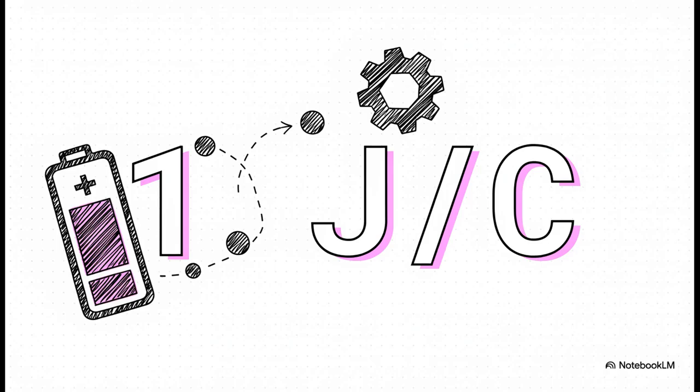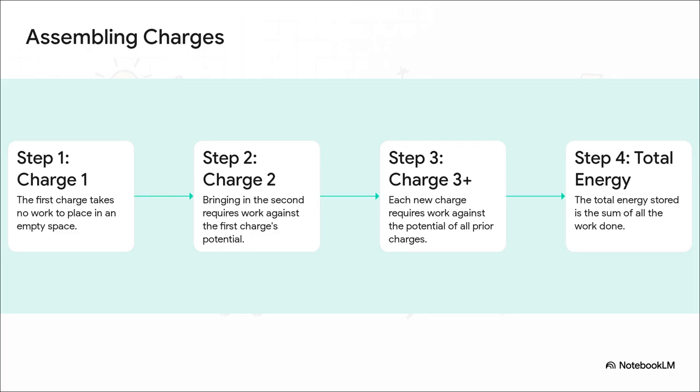1 volt literally means it takes 1 joule of work to move 1 coulomb of charge from one point to another. It's the bridge that connects our electrical landscape directly to the physics of energy. We can really see this idea of stored energy in action if we imagine building a system of charges from scratch. Okay, so the first charge you put down, that one's a freebie. It takes 0 work because there's no field to fight against.